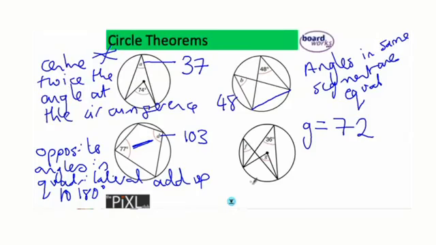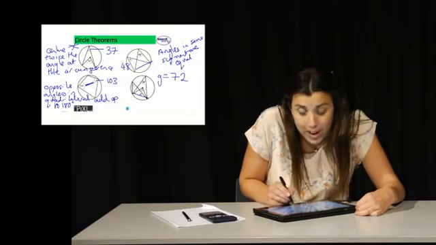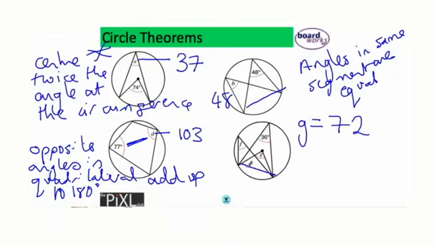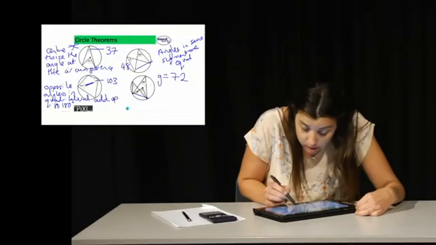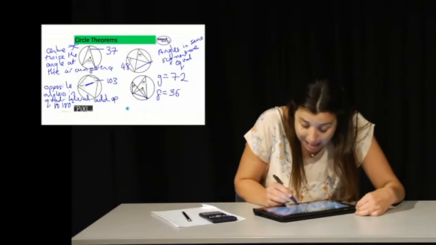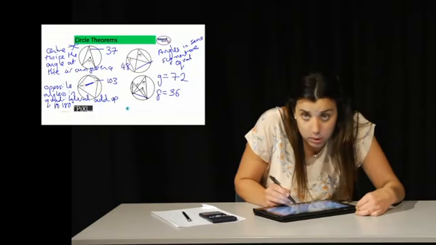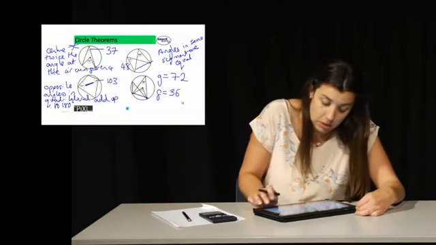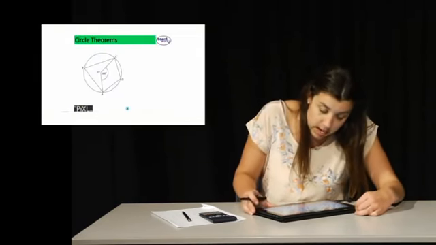We then have F over here. So on this one, we have the same as our second one. This is a chord, this is a segment, this is in the segment, and this is in the segment. So these two are going to be equal. So F equals 36. Why? Angles in the same segment are equal. Let's have a look at the next one.